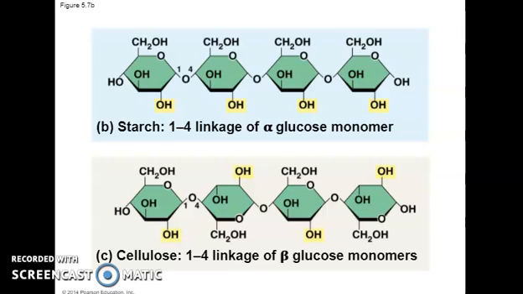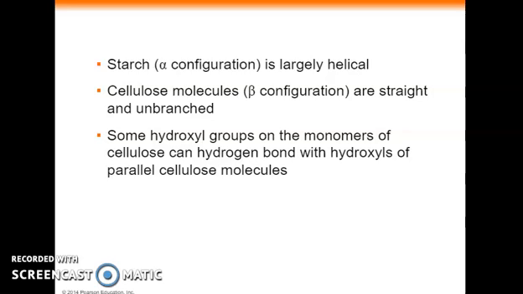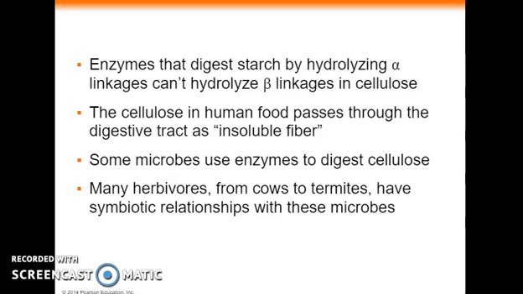Here you can see the structural linkages of the alpha and the beta glucose monomers. Starch is a polysaccharide of alpha glucose monomers. Cellulose is a polysaccharide of beta glucose monomers, making every other glucose monomer upside down with respect to its neighbors. Enzymes that digest starch by hydrolyzing its alpha linkages cannot hydrolyze the beta linkages in cellulose. Cellulose in human food passes through the digestive tract and is eliminated in feces as insoluble fiber.